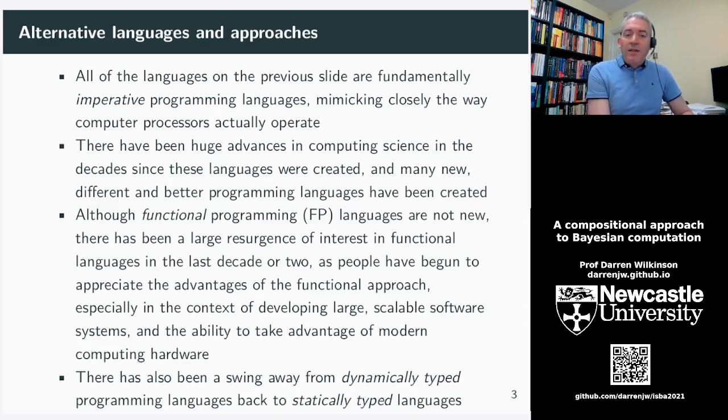So in the decades that have happened since those languages were developed, there have been massive advances in computing science, in the understanding of programming languages, and of course there have been massive advances in computer hardware. So the computer hardware we have today looks very different to the computer hardware that was around at the time those ancient programming languages were developed.